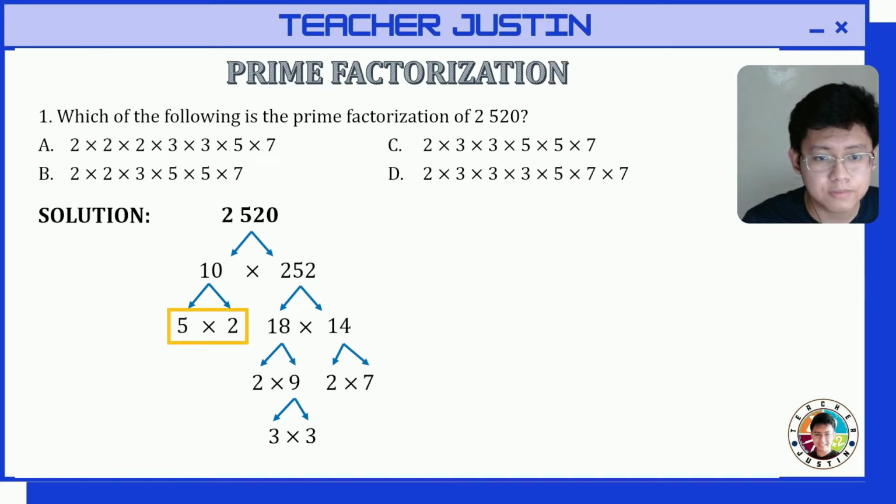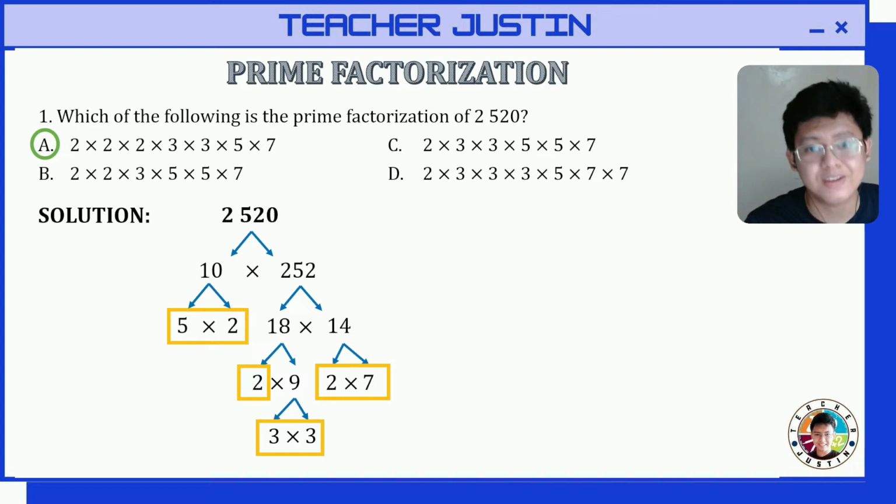So, we have 5 times 2, times 2, times 2, times 7, times 3 times 3. Yan. Yung mga nasa dulo, yan yung mga prime factors na yan. And then, lista natin sila. So, meron tayong tatlong 2, dalawang 3, isang 5, isang 7. And dun sa choices natin, that is letter A, which is 2 times 2 times 2, times 3 times 3, times 5 times 7. And to answer our item, it's letter A.